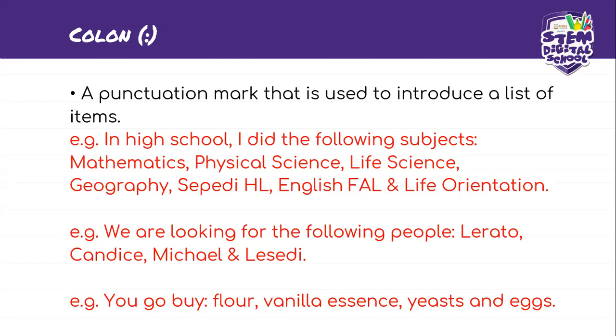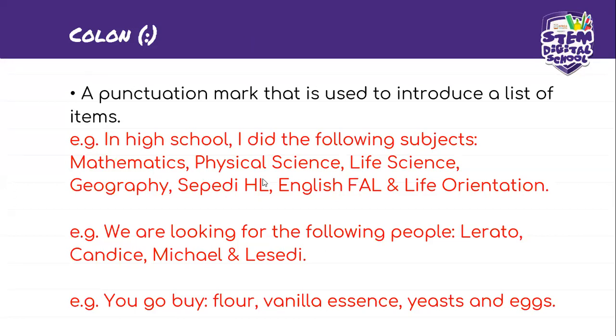Those are the subjects that I did in school personally, so this example is a personal one. From this example, what I want to demonstrate to you is how to use a colon. You'll see, in high school, I did the following subjects colon. The colon there is there to show us that there is a list of things coming. Even when you read, when you see a colon, you just take a deep breath, because you know that there is a list of things coming. That is what I did in this example: I wrote I did the following subjects, and then I wrote a colon, and then I listed the subjects that I did in high school.